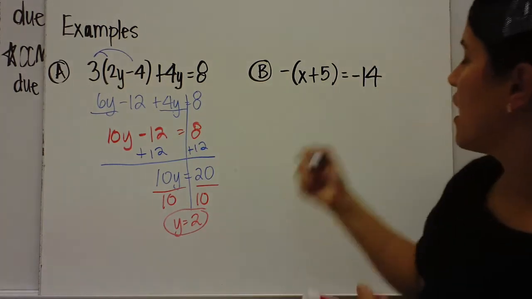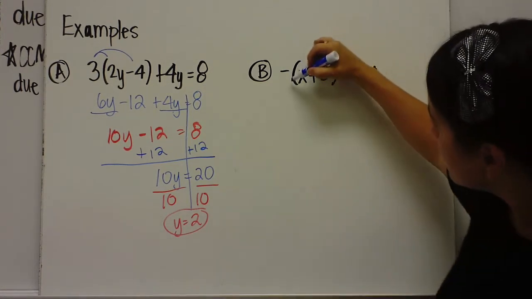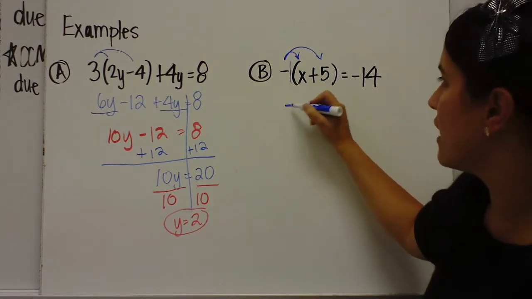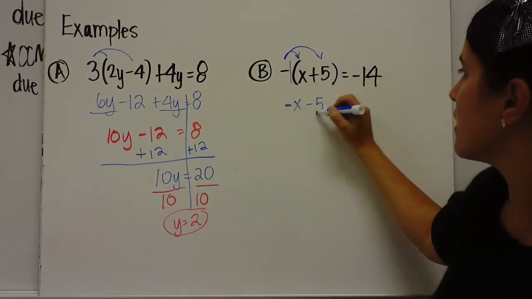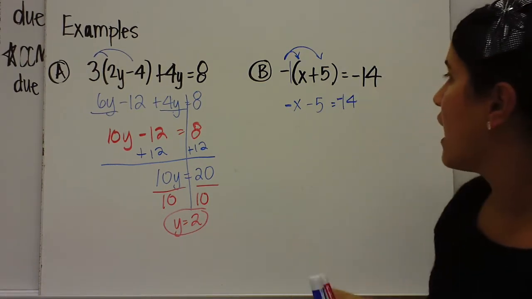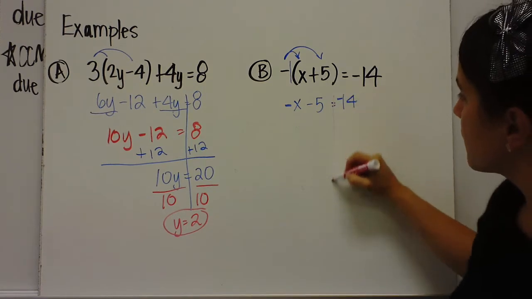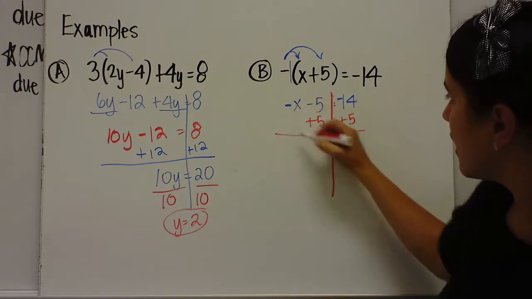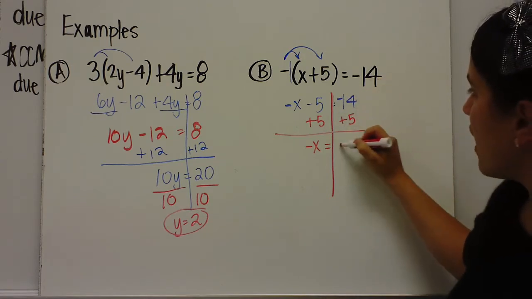Example B. I'm going to distribute, but I don't have a number out here. I have a negative, and I don't have a number. So I insert a 1, and I'm going to distribute my negative 1. Negative 1 times x is going to give me negative x, negative 1x. Negative 1 times 5 is going to give me a negative 5. Then I am going to undo my subtraction. I don't have any combine like terms. So I'm going to add 5 to both sides. And I'm left with negative x equals negative 14 plus 5 is negative 9.